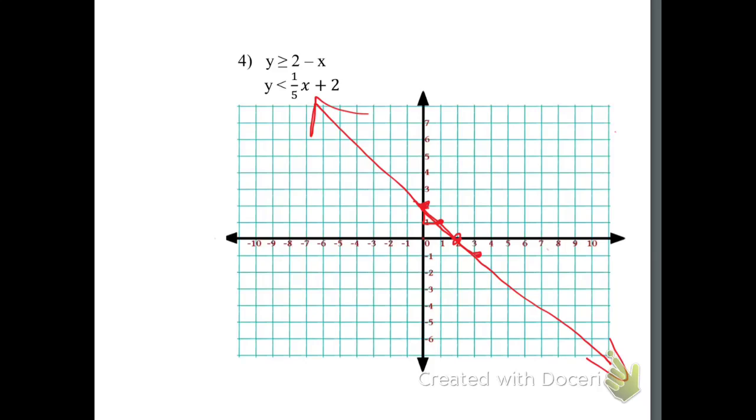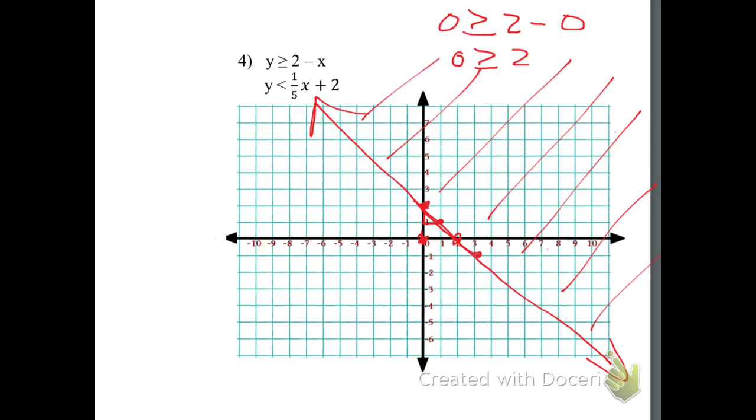We need to figure out which side gets shaded. I like to plug in the point 0, 0. So if y is 0 and x is 0, we get this. 0 greater than or equal to 2. This x should be 0, by the way. Sorry, guys. That's not true. 0 is not bigger than 2. So this side is not getting shaded. We have to go the other way. So that's up and to the right from our red line. And so that one's ready.